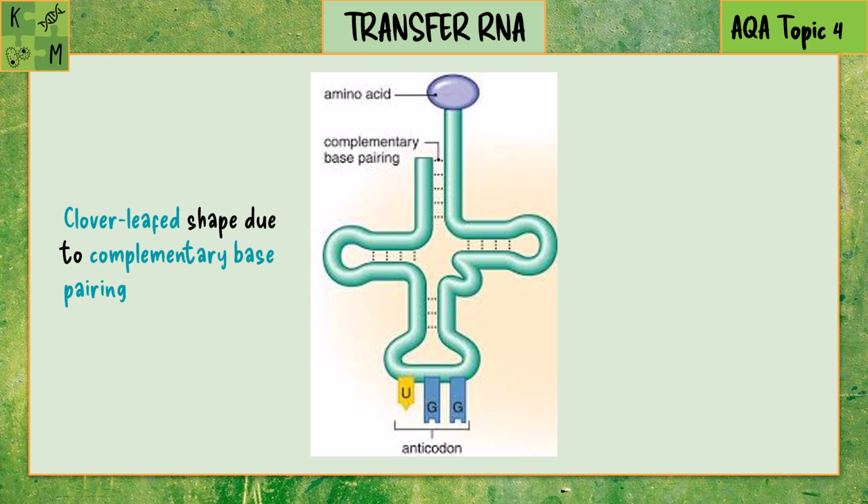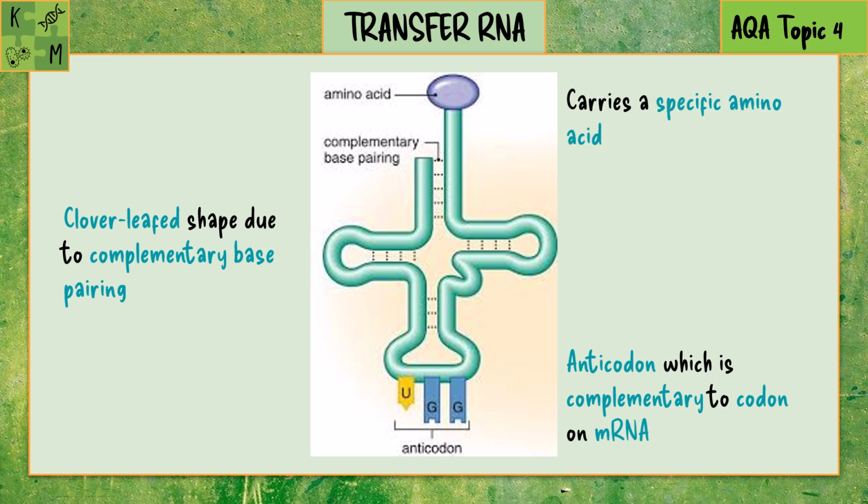At one end of the molecule, we find a 3-base sequence known as an anticodon. As we'll see a little later, this anticodon will complementary base pair with the codon sequence on the mRNA. Finally, it has an amino acid attachment site, allowing each tRNA to carry a specific amino acid to the ribosome.